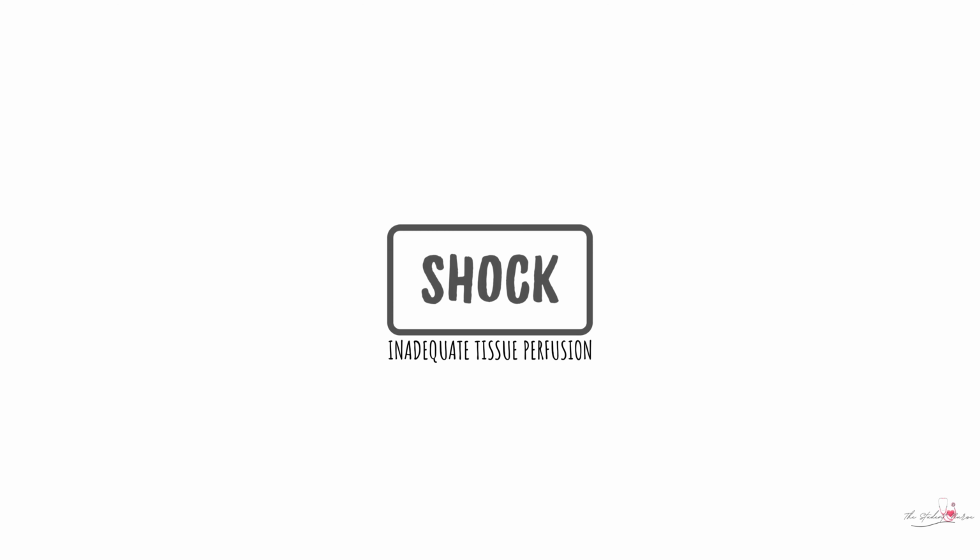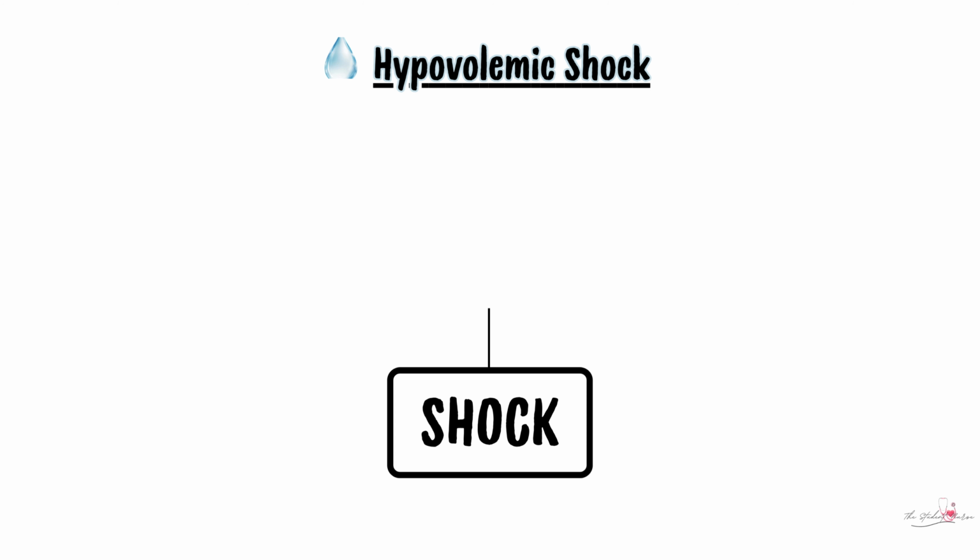Shock is a life-threatening condition that happens when there is inadequate tissue perfusion. Although each type of shock has a different cause, they all lead to the same dangerous outcome if not recognized and treated early. In this video, we'll break down the types of shock, what's happening physiologically, how they present clinically, and treatment commonly used for each. Let's start with hypovolemic shock.